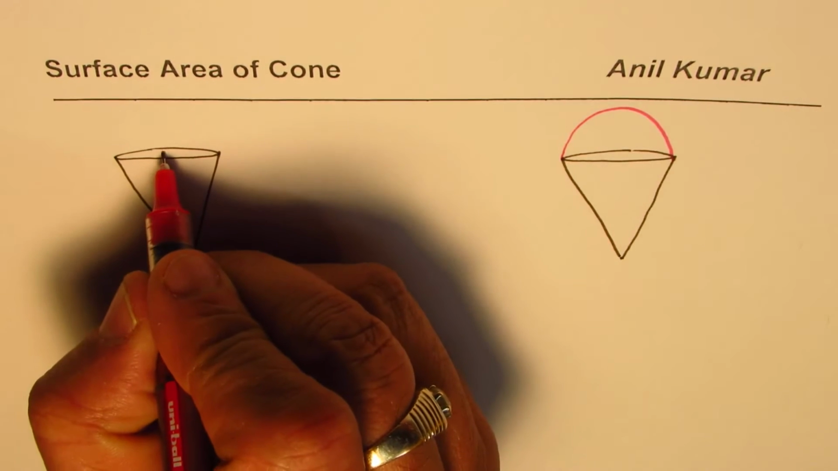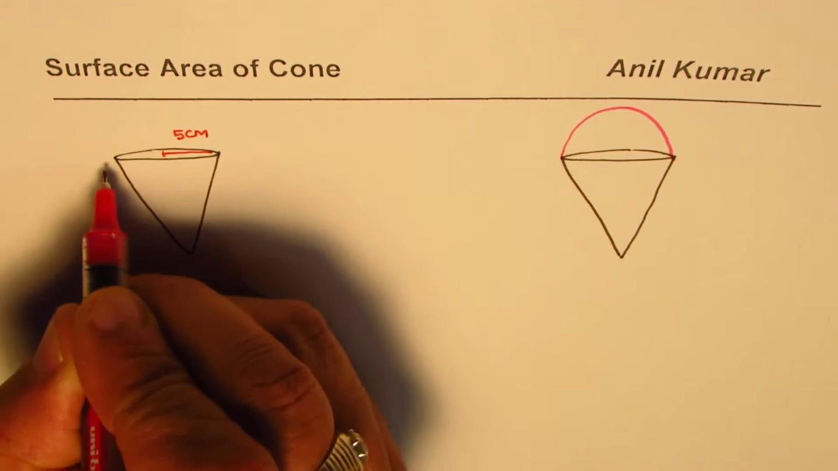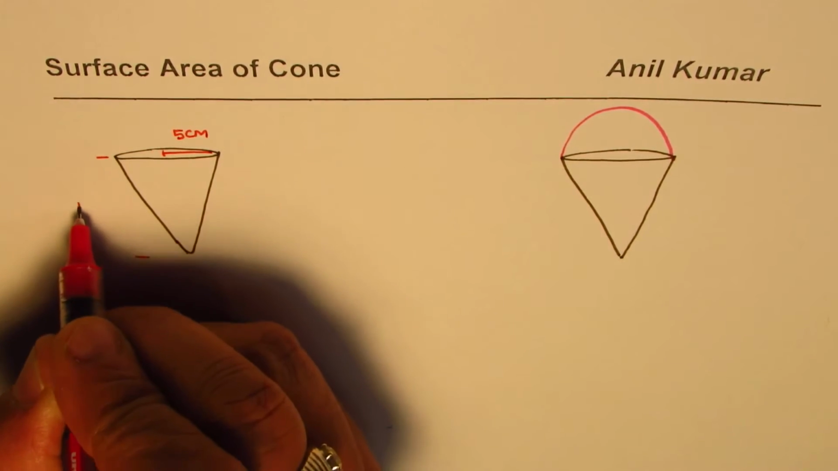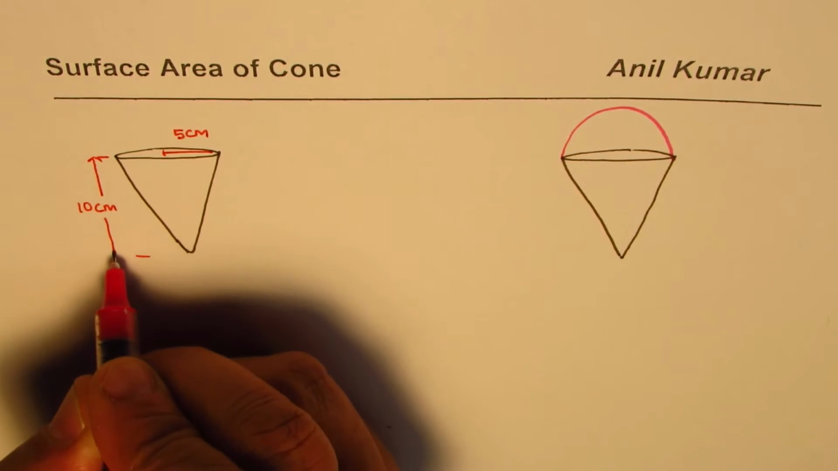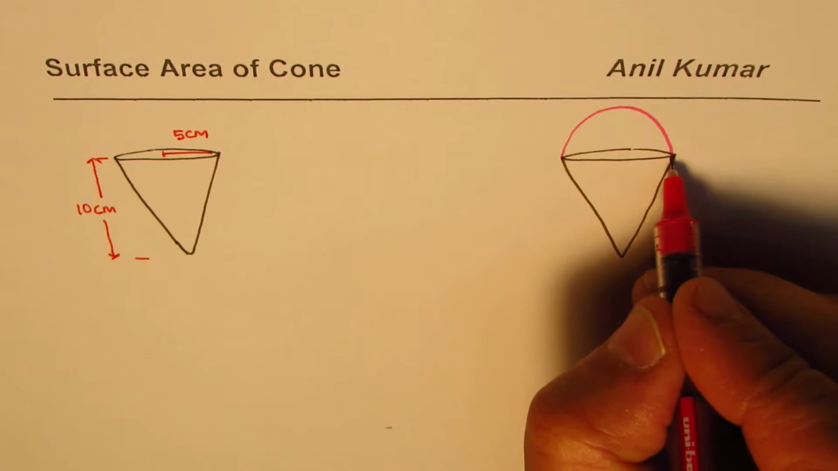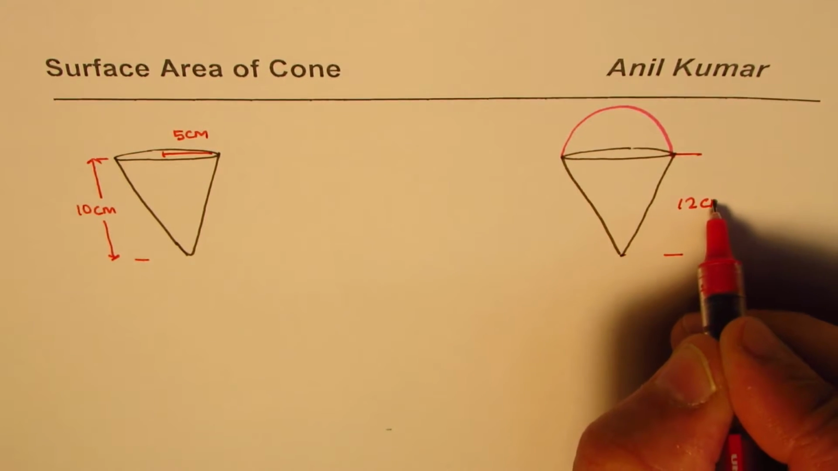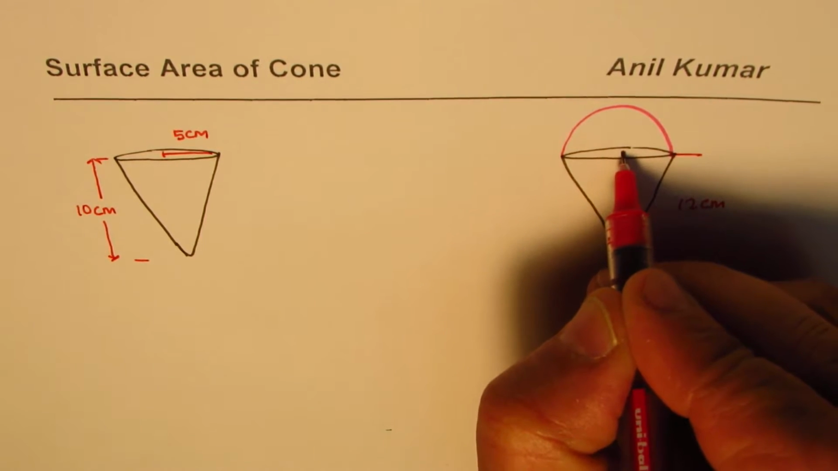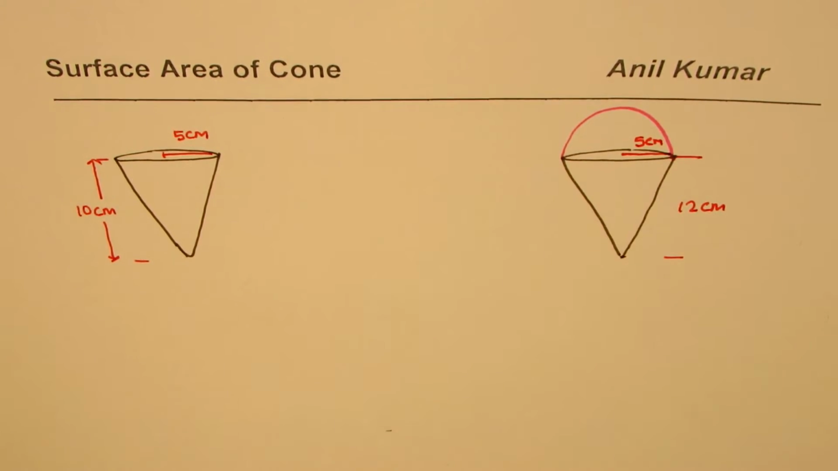Let the dimensions be, we'll take the radius as 5 centimeters and the height as 10 centimeters for easy calculations. So that's the whole idea. In this case, let's change this to 12 centimeters and let this be 5 centimeters. So let's find the surface area of each.